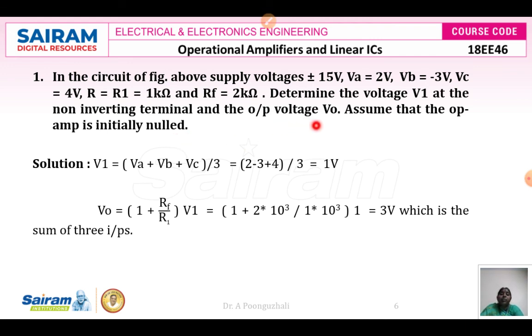Next is the output voltage I need. Output voltage is nothing but 1 plus Rf by R1 into V1. 1 plus Rf, which is 2 kilo ohms, 2 into 10 power 3, divided by R1, which is 1 kilo ohm, 1 into 10 power 3, into your V1 value, which is 1. So that means my output is going to be 3 volts. So here it is going to be the summation of the 3 inputs. So output is nothing but the summation of the 3 inputs there.